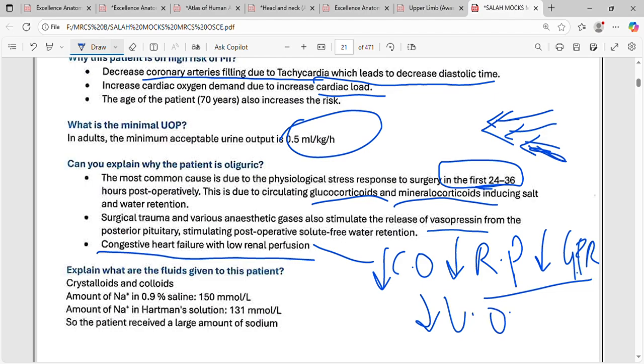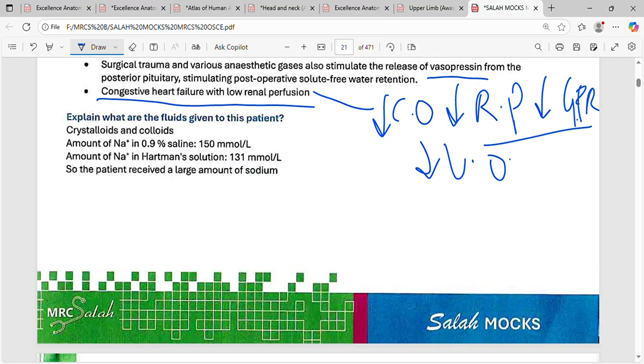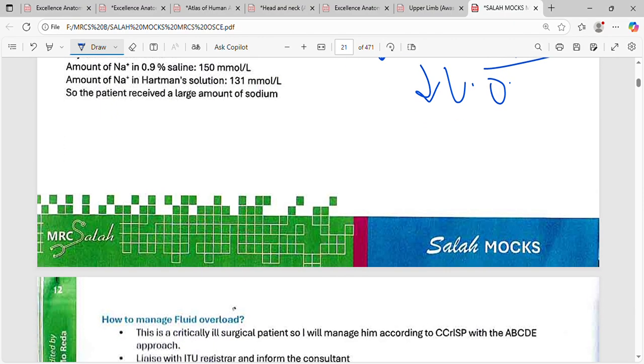Okay, explain what are the fluids given to this patient. So crystalloids and colloids. The amount of sodium in 0.9% saline is 150 millimole per liter. The amount of sodium in Hartmann's is 131. So the patient received a large amount of sodium, which will also attract water because it's a solute.